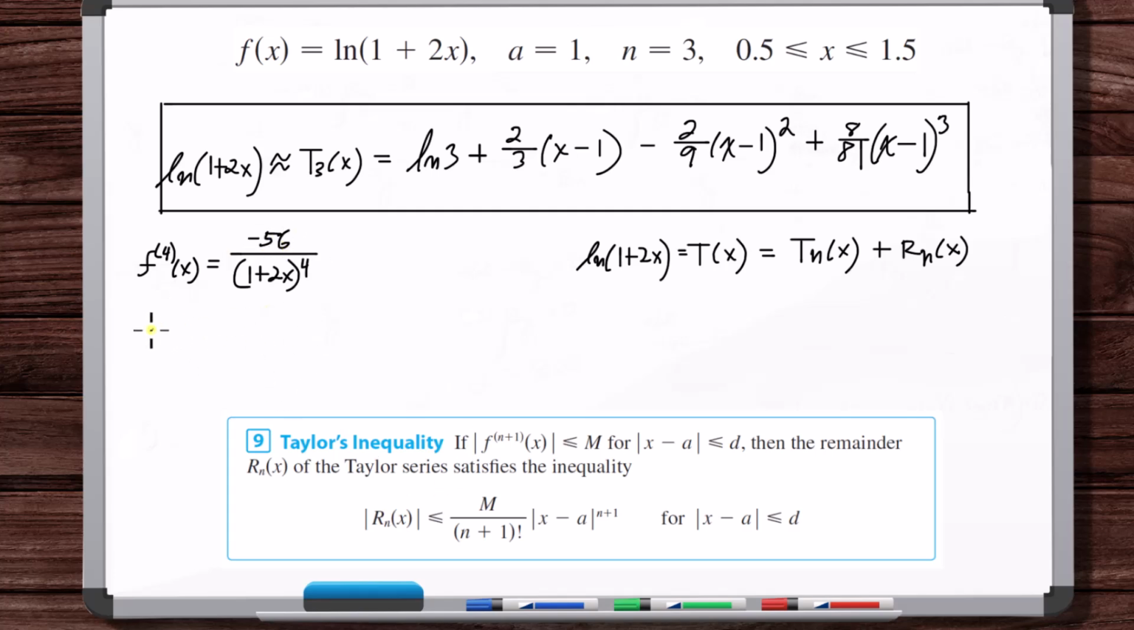Okay, so now what's the absolute value of this? Well, we can take away the minus sign, but then we can actually just take away the absolute value because even though x can be negative, 1 plus 2x to the 4th is always positive, so we just take away the absolute value.